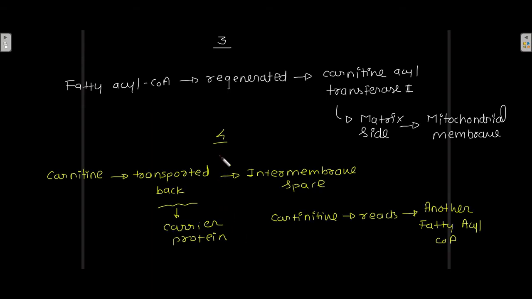Now in the fourth step, carnitine is transported back into the intermembrane space by a carrier protein. This carnitine then reacts with another fatty acyl coenzyme A molecule, and the process is repeated.